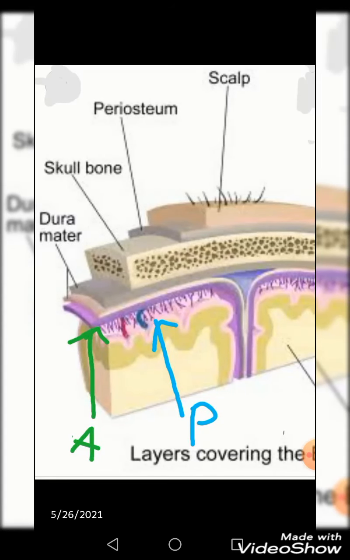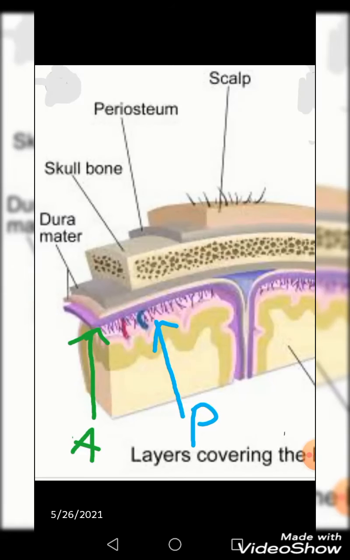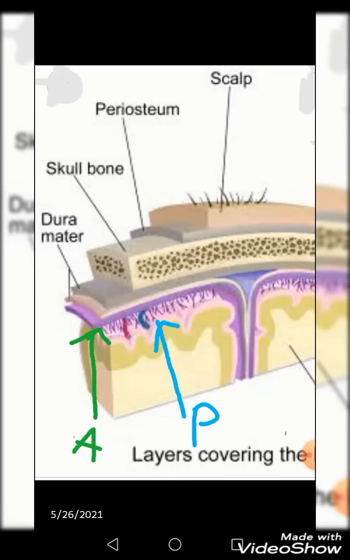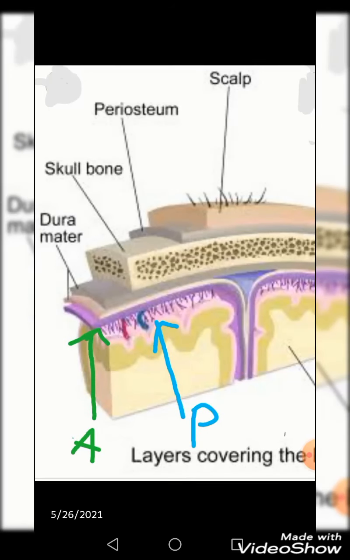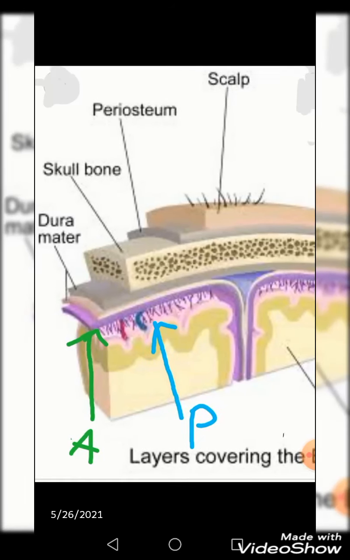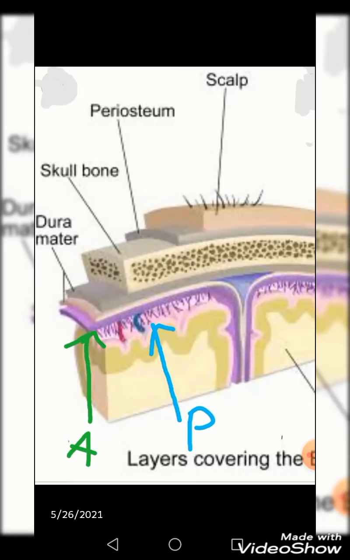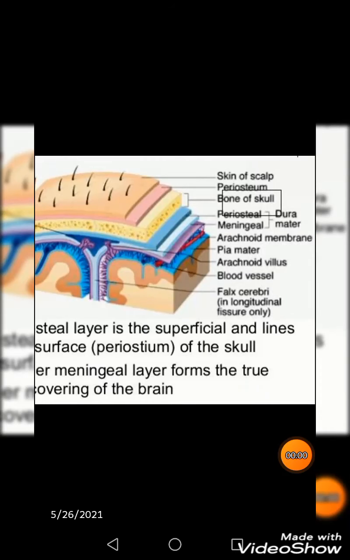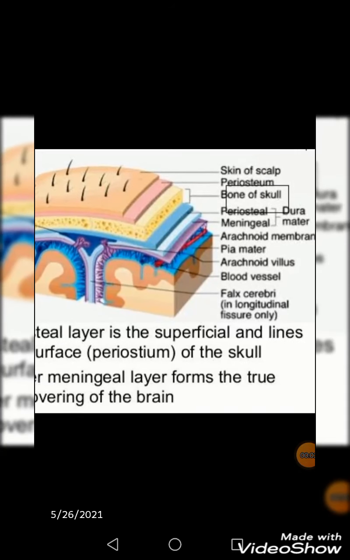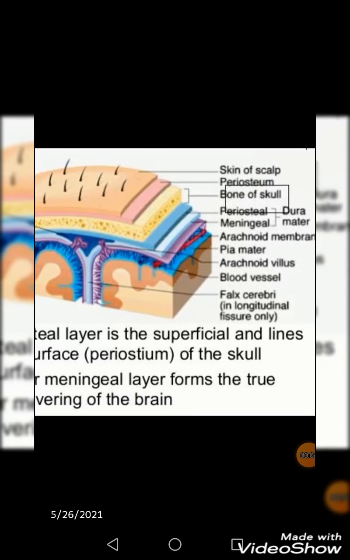The outermost is the dura mater with its two layers. We will discuss later on. Then you can see there is a dark purple color layer, that is the arachnoid mater, marked by the green arrow. And then you can see the lighter or mauve color layer called the pia mater, marked with the blue color, right? Now we have to discuss the outermost meninge called the dura mater, right?